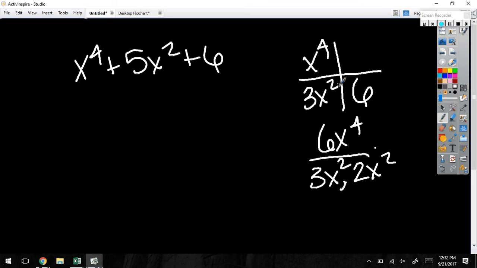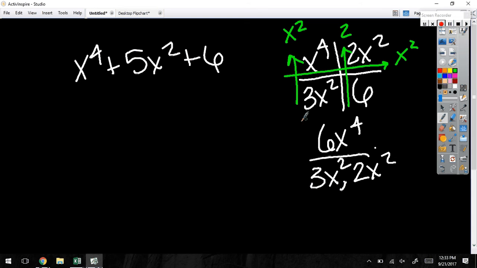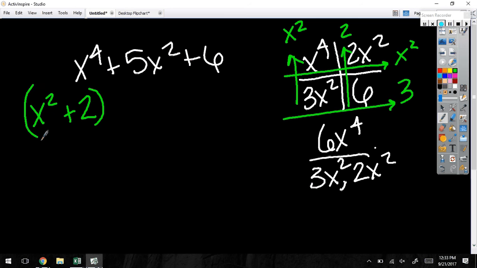Oh, you're going to do nothing with the exponents with that? I'm fixing to show you. The exponents are going to come into play whenever you start doing the GCF up and over. As I go up here, x to the 4th and 3x squared, what's the greatest common factor of those two? X squared. Good job. And what's the greatest common factor here? 2. How about over? X squared. And how about over again? 3. So this factors x squared plus 2, x squared plus 3.